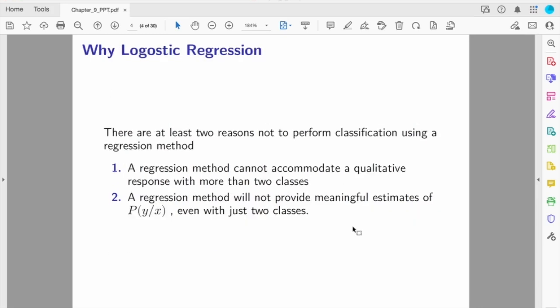There are at least two reasons not to perform classification using regression methods. Number one, the regression method cannot accommodate a qualitative response with more than two classes. Sometimes the qualitative response contains more than two categories, and the regression method cannot do this. Even if we have a qualitative response that contains two classes, the regression method will not provide meaningful estimates of the probabilities.